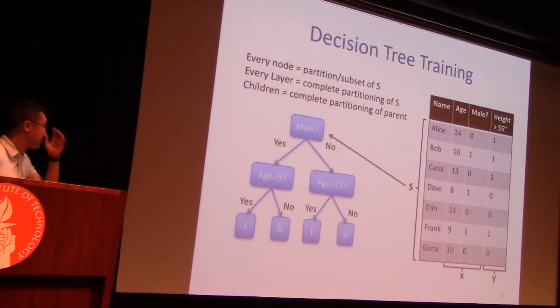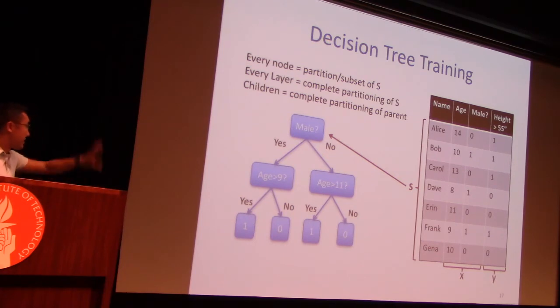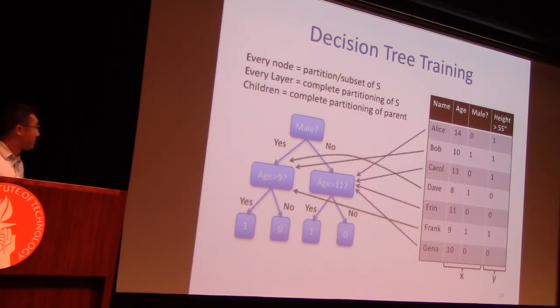Okay, so here, let's go through some examples. The entire training data will go through the root node. If we look at individual examples, half of this data set will go down the left internal node in the first layer, and the other half goes down the right internal node.